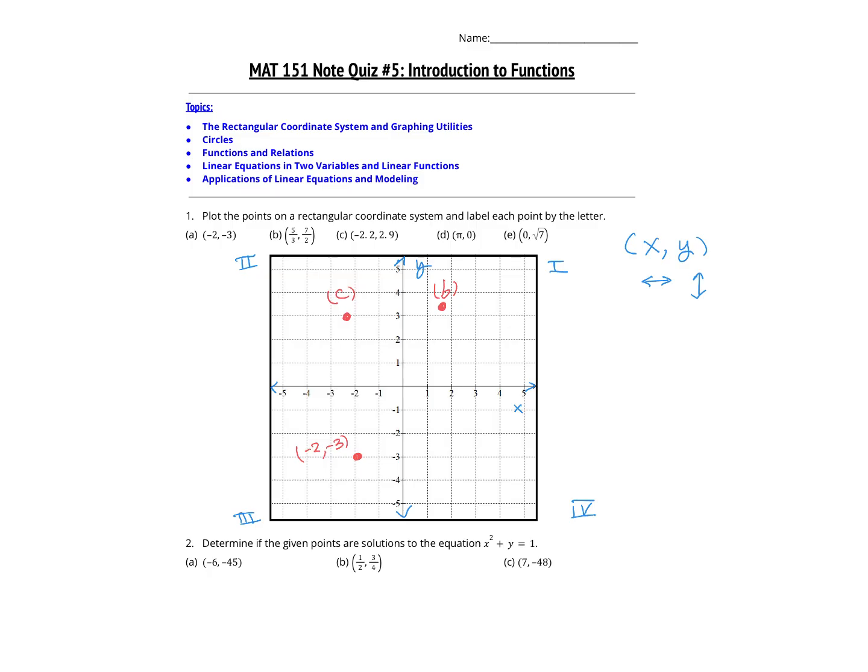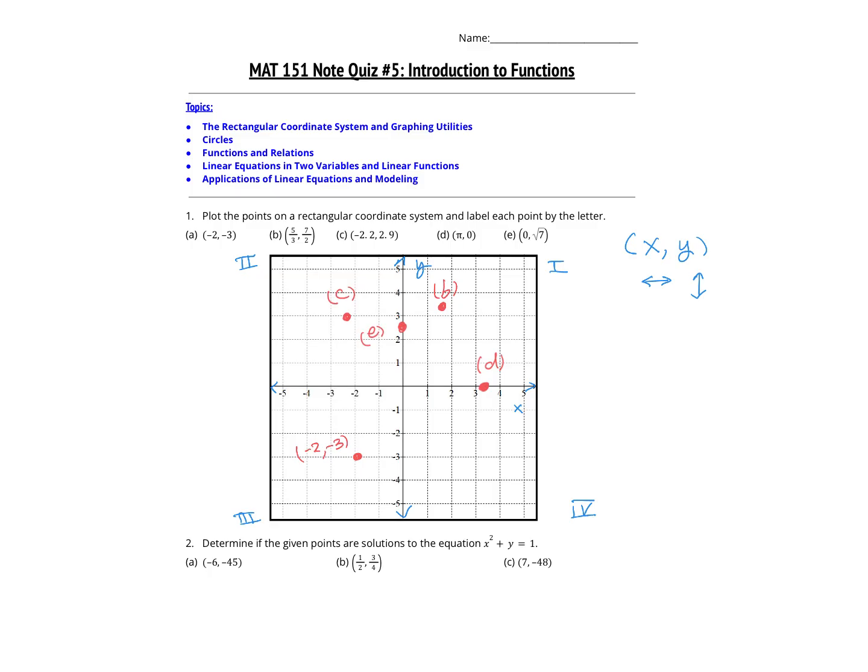And then the last two ordered pairs are going to be sitting on the axes. Pi, 0 is 3.14, 0, which is just a little bit past 3. So that's going to be right here on the x-axis, and that is ordered pair D. Then finally, ordered pair E is 0, square root 7. The square root of 7 is right between 2 and 3, perhaps a little closer to 3. So that's going to be right up here, and that is ordered pair E.